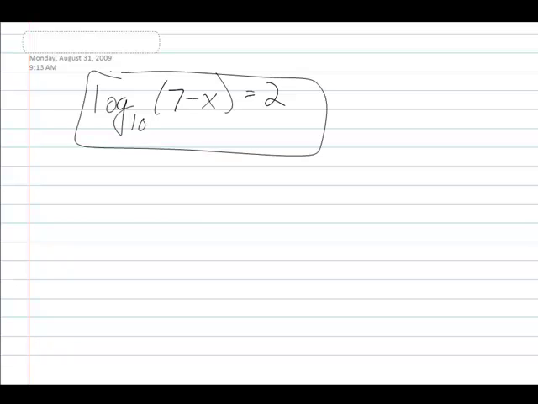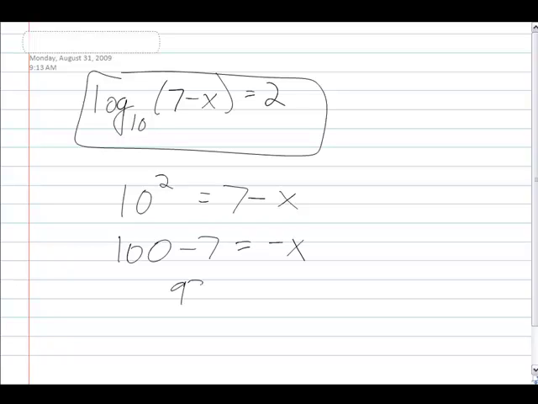So let's take a look at another problem. Let's say we have the logarithm of 7 minus x equal to 2. Sometimes these are easy to solve if we just switch to exponential form. And remember, if there's no base given, the base is assumed to be a 10. If we convert it to exponential form, we get 10 squared equals 7 minus x. And now we just need to solve for x. We'll get 100 minus 7 equals negative x. 93 equals negative x, so x equals negative 93.